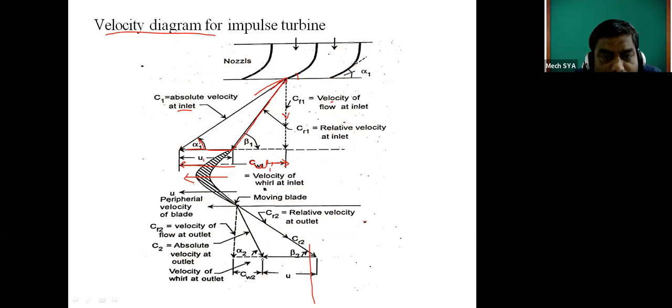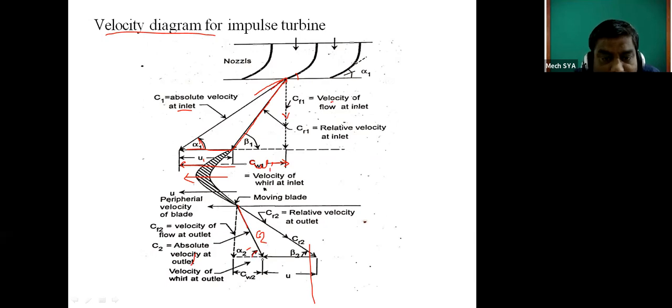Similarly, at the outlet there will be a lower velocity, which is going to be C2. And this C2 is nothing but the absolute velocity of steam at outlet. This C2, making an angle with the horizontal, the tangential direction, is called alpha 2, the nozzle angle at outlet.